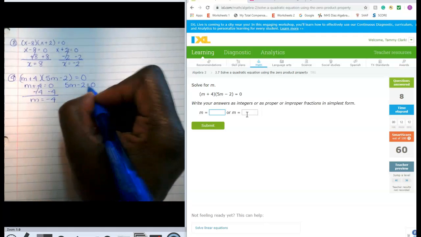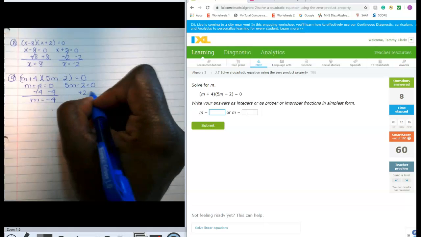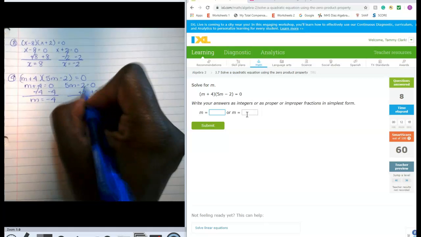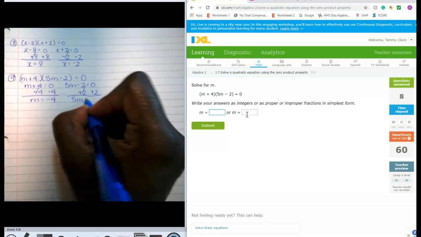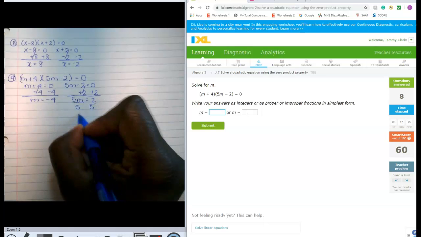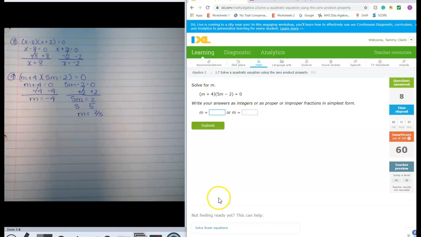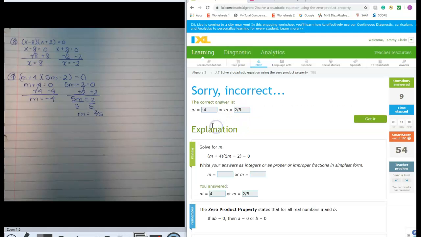Here, to solve for m, first we have to eliminate the negative 2. So we're going to add 2 to both sides of the equation. 5m is equal to 2. Divide by 5 on both sides of the equation. m is equal to 2/5. So m would be negative 4, and m would also be 2/5. Oh, I forgot to type in the negative. It happens. Oh well, let's move on.